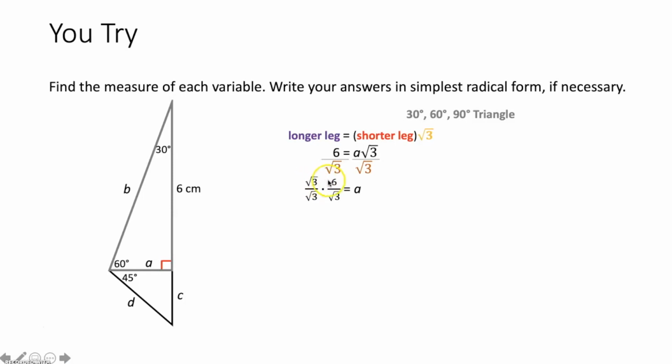In our numerator, 6 times rad 3 is just going to be 6 rad 3. Now we can simplify this 6 with this 3. 6 divided by 3 gives you 2, so we know that A has to equal 2 rad 3 centimeters. So we're going to plug that in our figure over here for A.